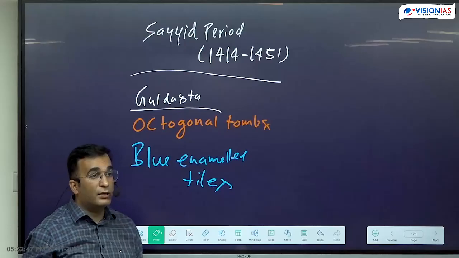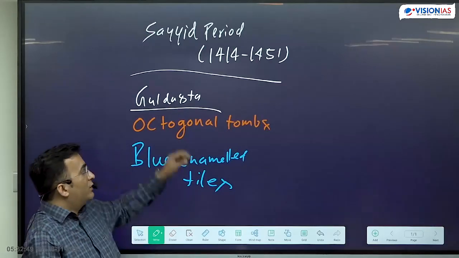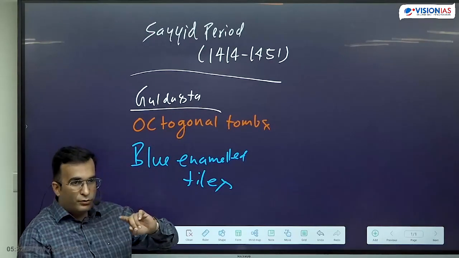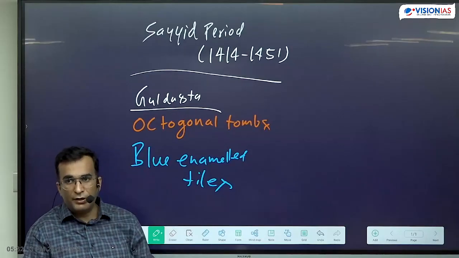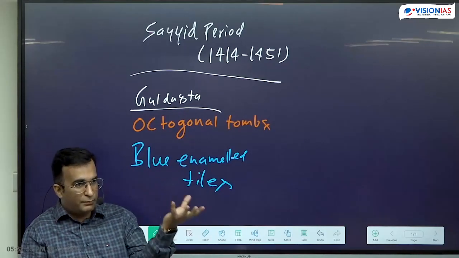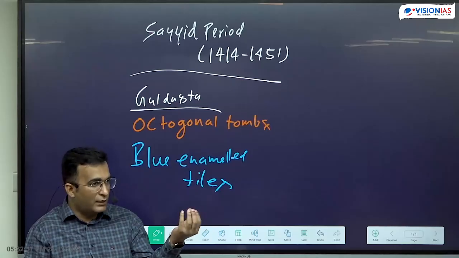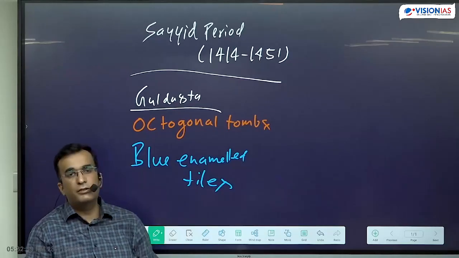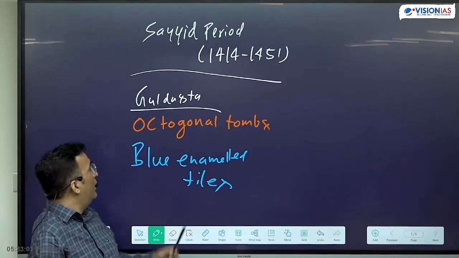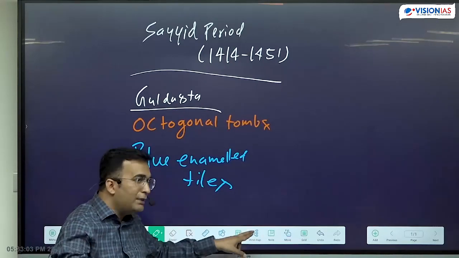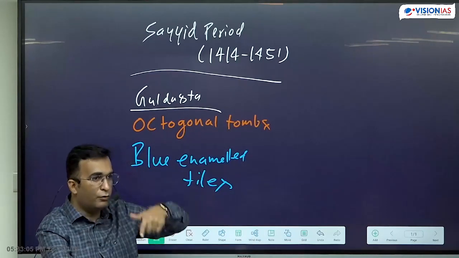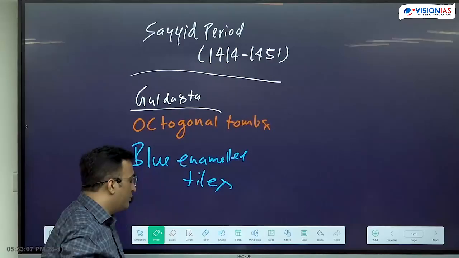So now understand. First of all, what is the Guldasta form of decoration? This is arabesque. You remember that plant technique we have created. So plants would be there, but the plants were kept in a flower vase. So that is Guldasta. These kinds of designs were created on the buildings. But then octagonal tomb. Basically the base of the tomb, the base of the dome, would be octagonal in shape. So we'll see the image today.